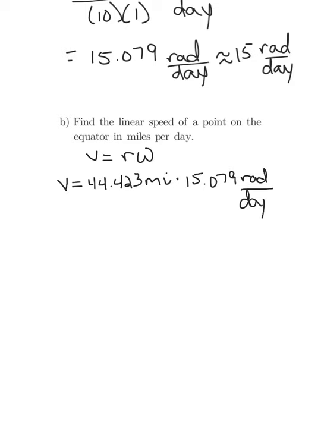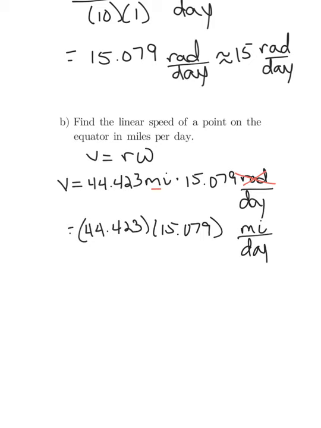They were kind to us on this problem. If you look, remember what I said, as soon as you take a unit of length times radians, radians falls out. And so if you look at the labels that we are going to have, we have miles, we have day, we don't have to do any conversion. So we are just going to take 44.423 times the 15.079, and then our label is miles per day.